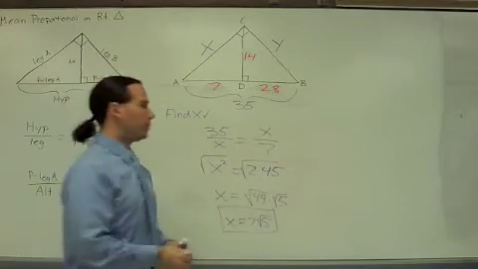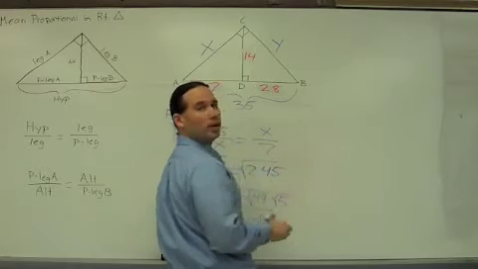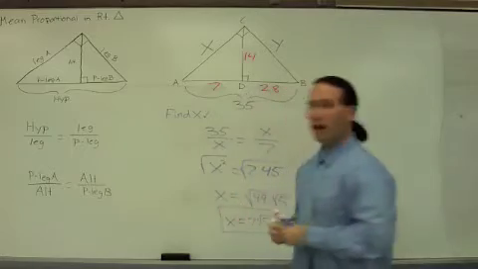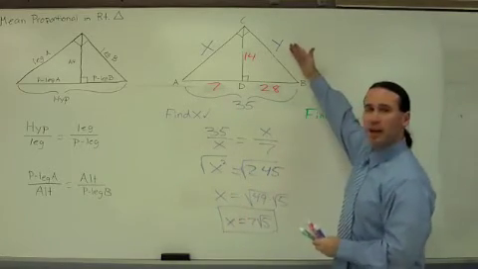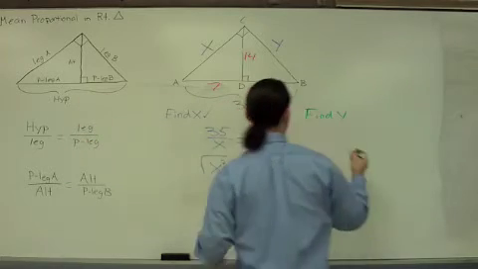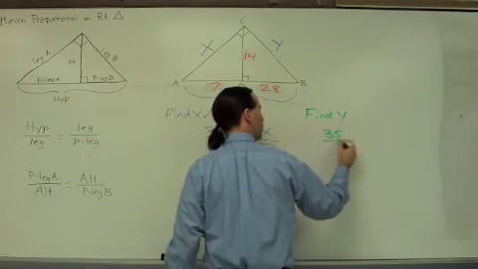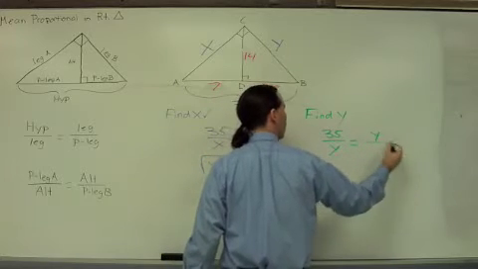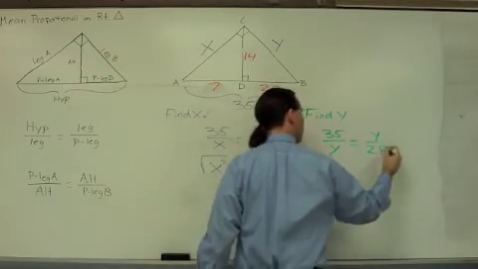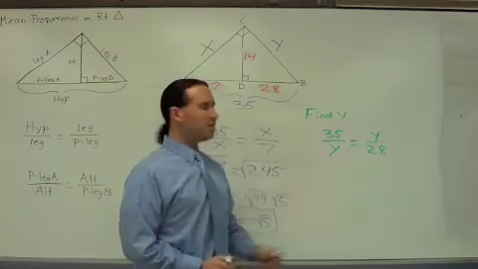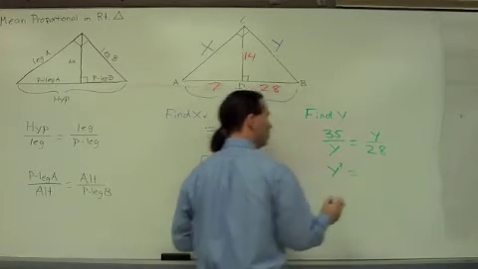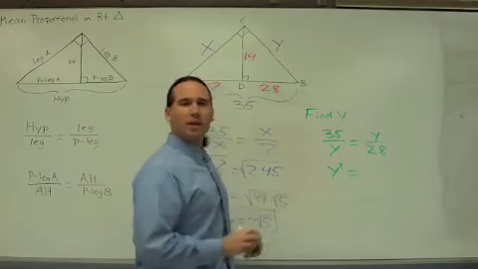Let's go find Y now. So I'll do Y in green. Find Y. Well, Y is essentially the same, right? It is still a leg, so we're going to use the same proportion. Hyp over leg equals leg over P leg. Hypotenuse is 35 over Y is equal to Y over the projection of Y is 28. Oh my. Okay, product of the means equals product of the extremes. This gives us Y squared equal to, okay, 35 times 28, that's kind of big.